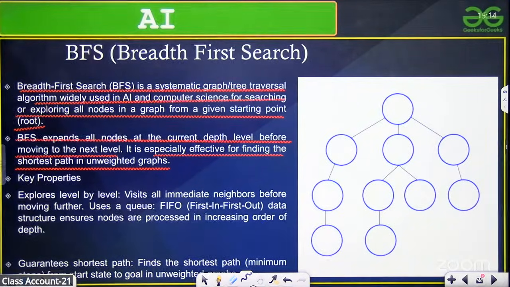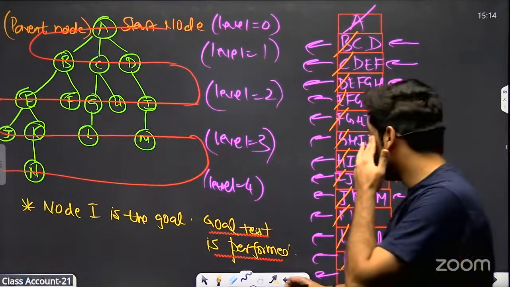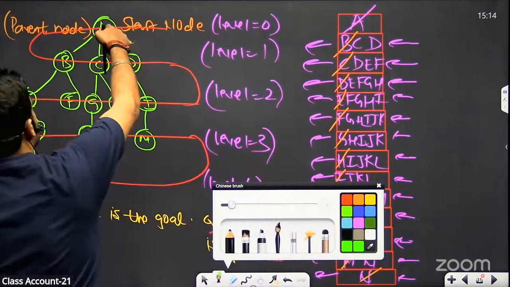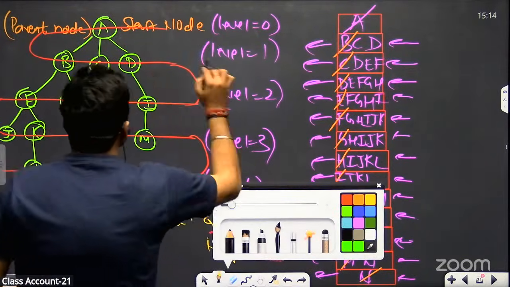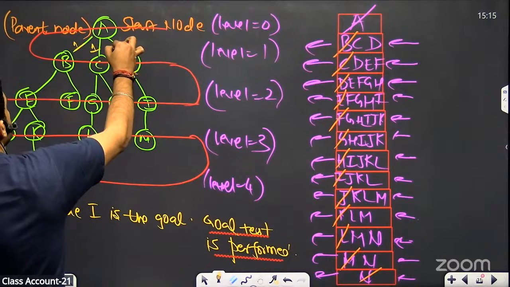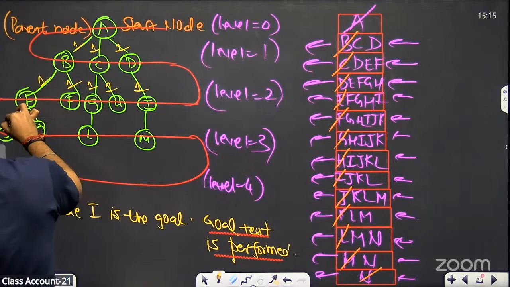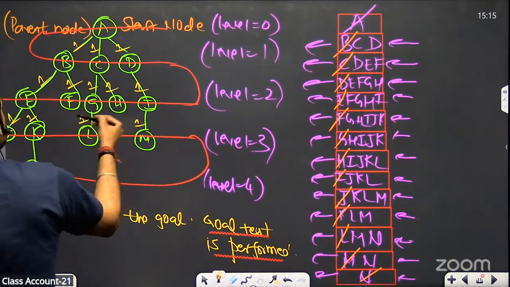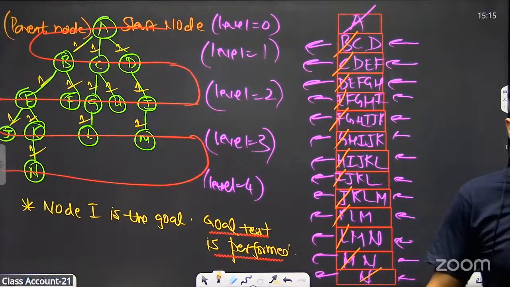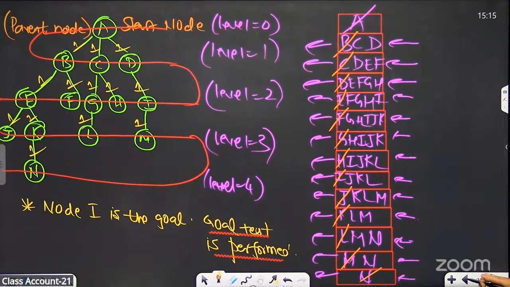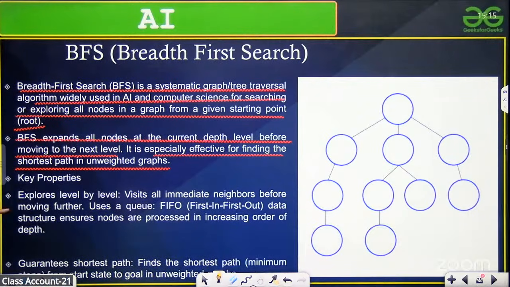Okay, unweighted graph means all the path costs are 1. The path cost of traveling from A to B is 1, from A to C is 1. The path cost from A to B, A to C, A to D, B to E, B to F, all these path costs are equal to unity. So that is known as an unweighted graph. Okay, guys. So it explores level by level.